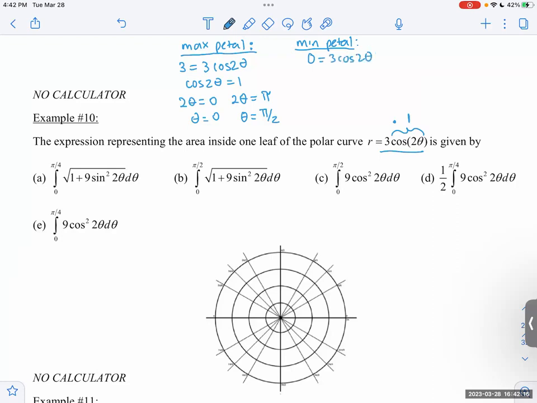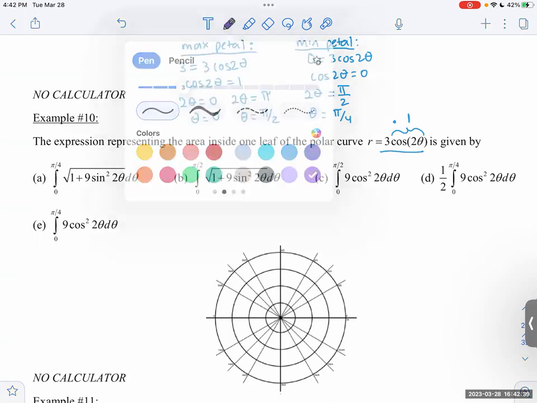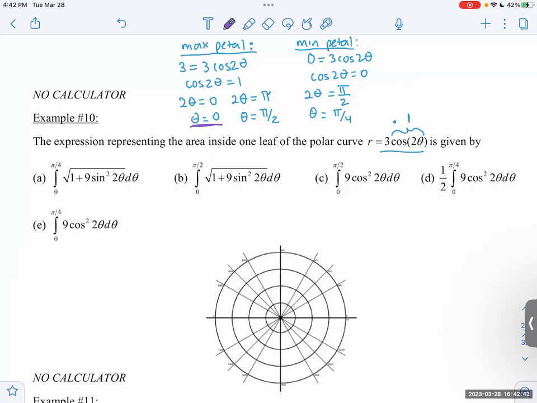When you set that equal to the equation and divide by 3, you get cosine of 2 theta equals 0. And 2 theta must be equal to pi over 2, because cosine of pi over 2 is equal to 0. And so therefore at pi over 4, we have the minimum petal length of 0. So the way that works out is my smallest angle here is 0, and it reaches a maximum petal of 3. So (3, 0) is one of the coordinate points.